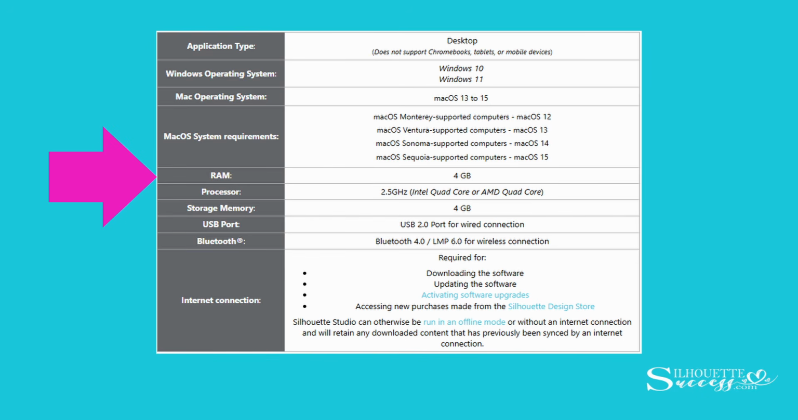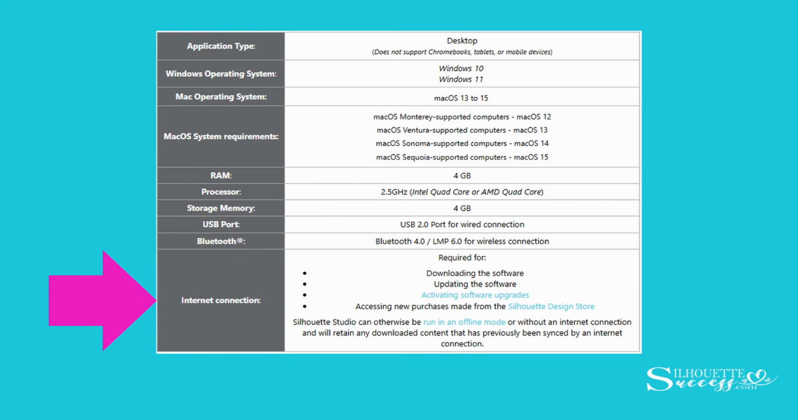You are looking for 4 gigabytes of RAM and a processor that runs at least 2.5 gigahertz. 2.7 is better. You need 4 gigabytes of free storage memory, and if you're using a USB port to connect your machine, you need a 2.0 or higher for that.